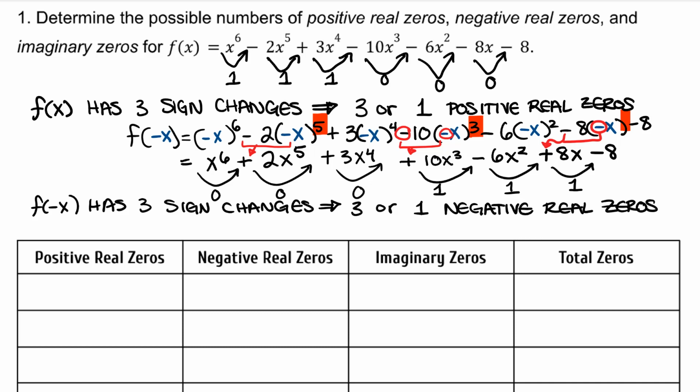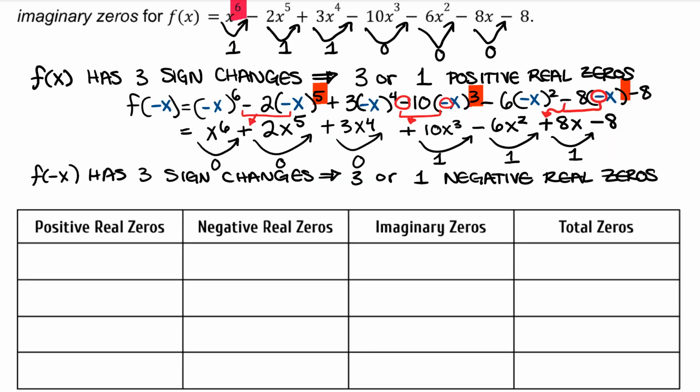We can actually set up a table to figure out how many of each category of zero there could possibly be. Because the degree of this polynomial is 6, the fundamental theorem of algebra states that we will have 6 total zeros. For positive real zeros and negative real zeros, we have 3 or 1. So we could have 3 positive real zeros and 3 negative real zeros, which would mean 0 imaginary. 3 plus 3 plus 0 is 6.